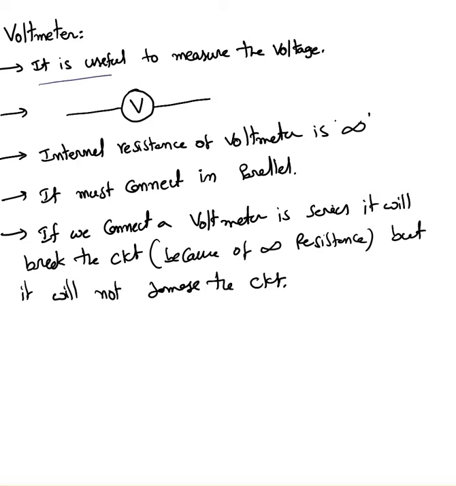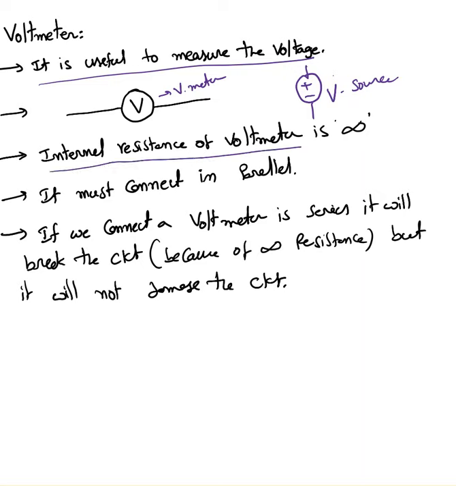Anyway, it is useful to measure the voltage, and this is the symbol for a voltage source. Don't get confused with the source. Here this is a voltage source, and here this is a voltmeter. Now remember, voltage is always between 2 points, so you must connect the voltmeter between 2 points. The internal resistance of a voltmeter is infinite, so it must connect in parallel.